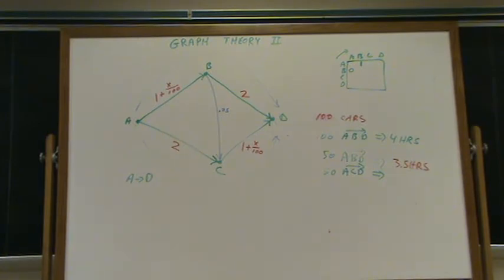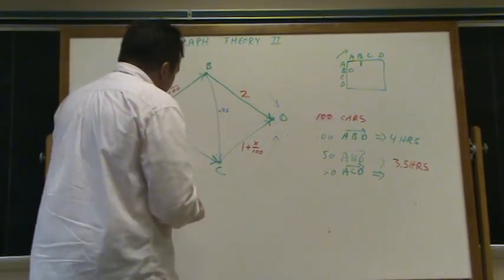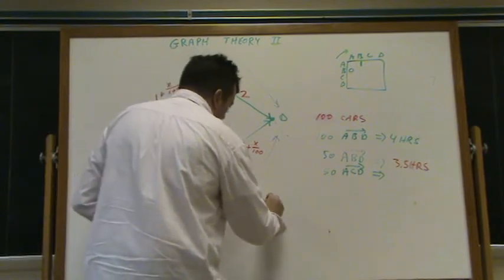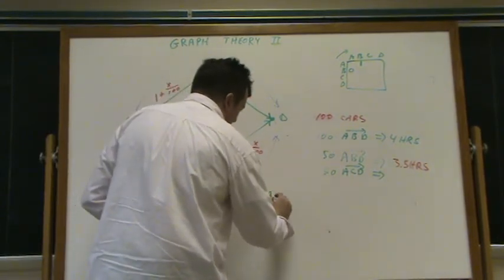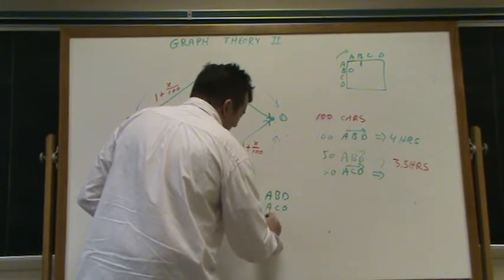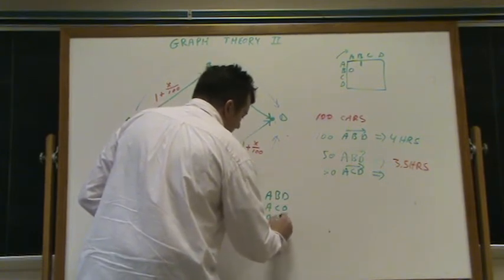Can we use this road to make things better? We could make A to B and B to D one way. Okay, so how many ways can we get from A to D? We could go three ways here: A, B, D; A, C, D; and then A, B, C, D.